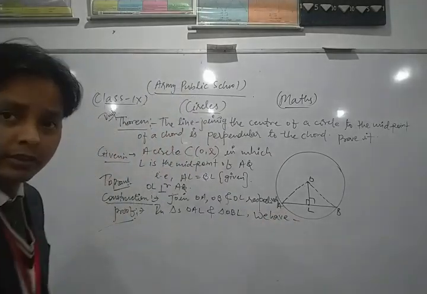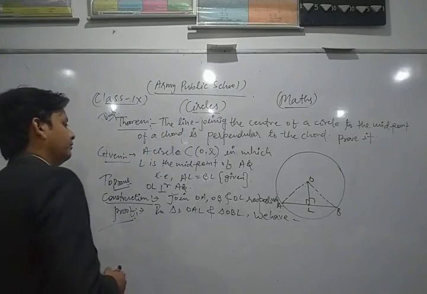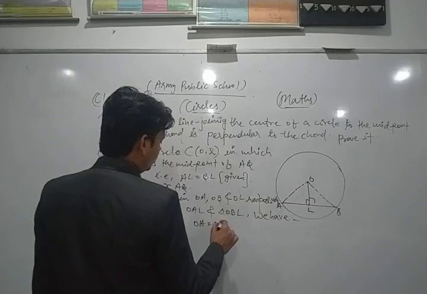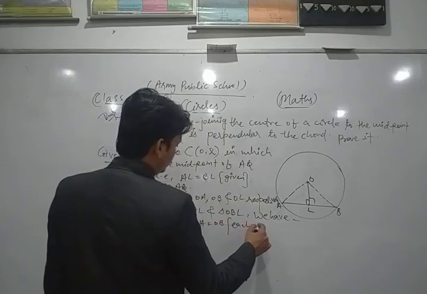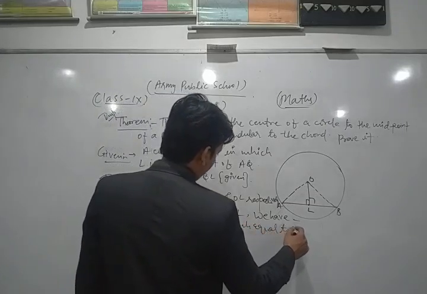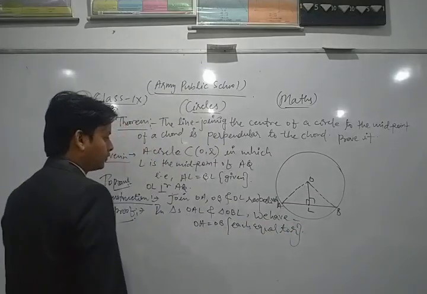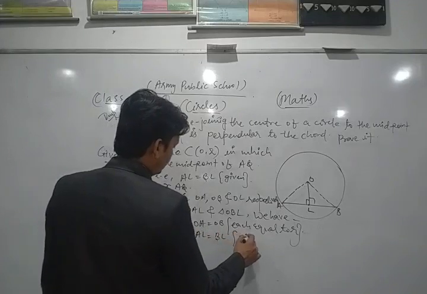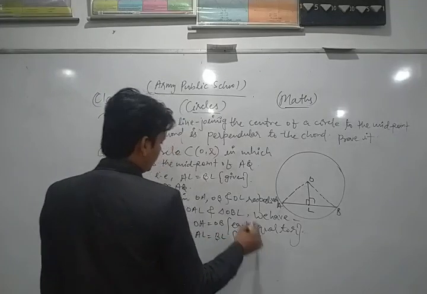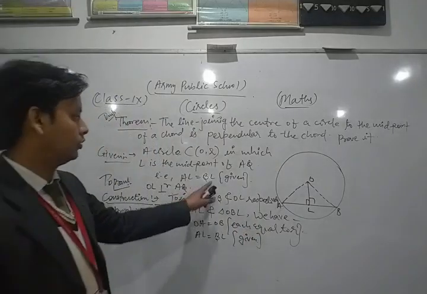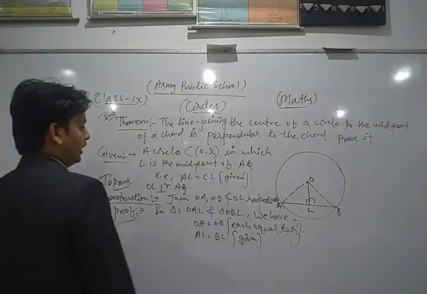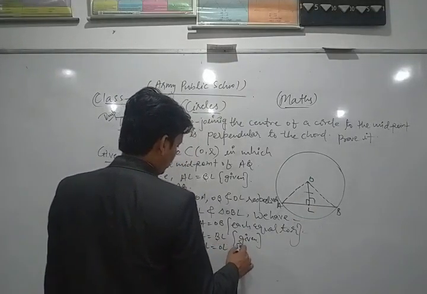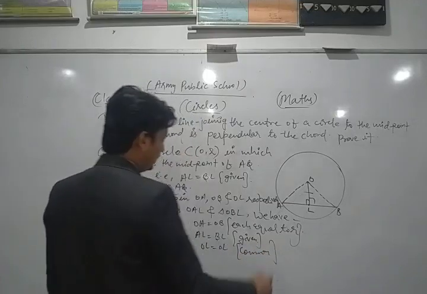OA is equal to OB, each equal to radius R. AL is equal to BL, this is given in our question. And OL is equal to OL, this is the common side in both the triangles.